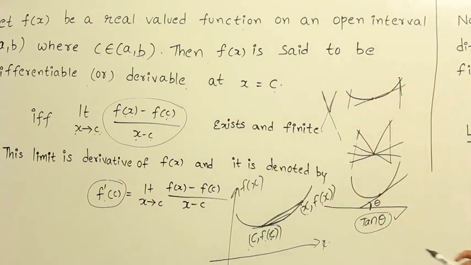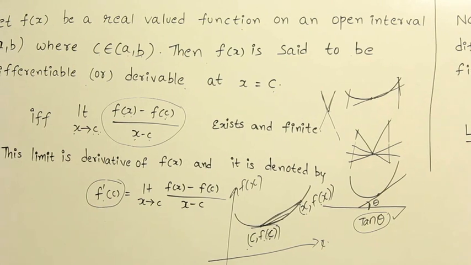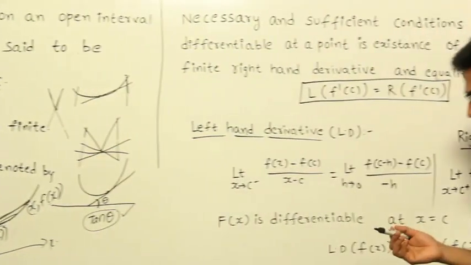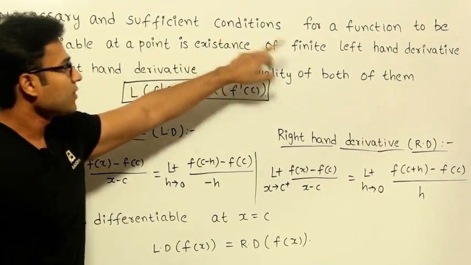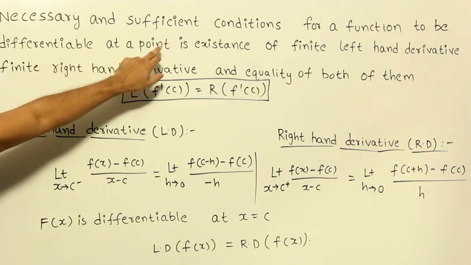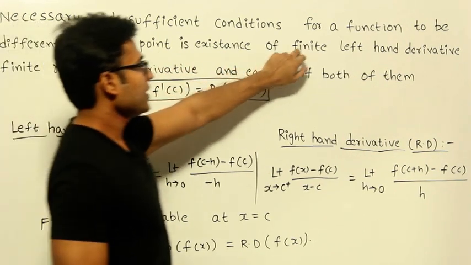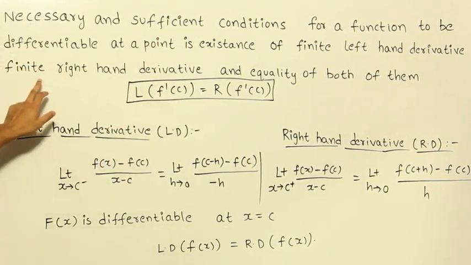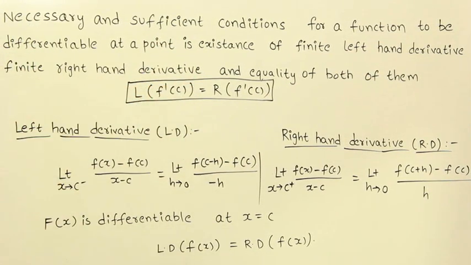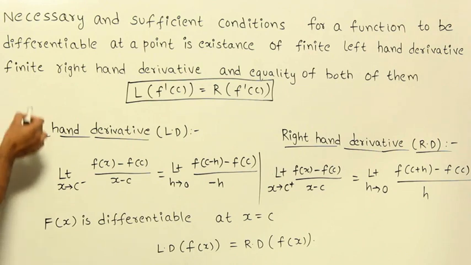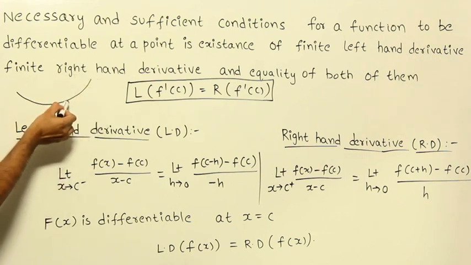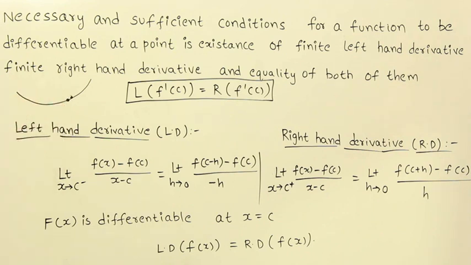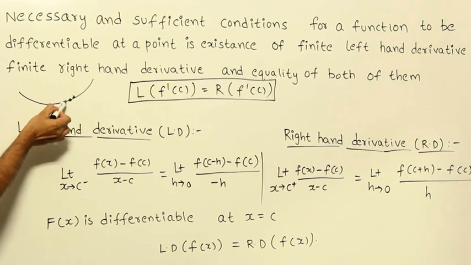Okay, now one way of checking whether the function is derivable or not is the other way. Look at this condition. This condition is saying that the necessary and sufficient conditions for a function to be derivable at a point are the existence of the finite left hand derivative and finite right hand derivative, and equality of both of them. So what we are trying to say by this is, if you want to see that there is a unique tangent, let us say at a point c, just try to find out the tangent to a point to the right of it and to a point a bit left of it.